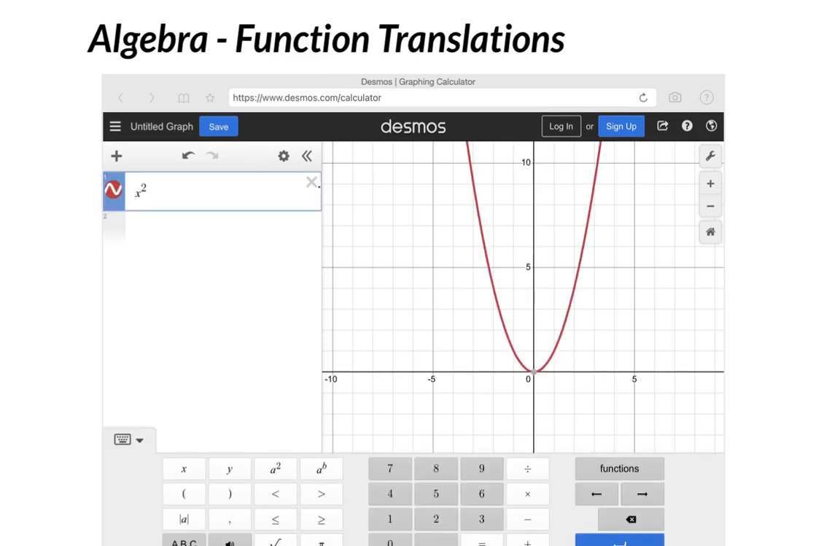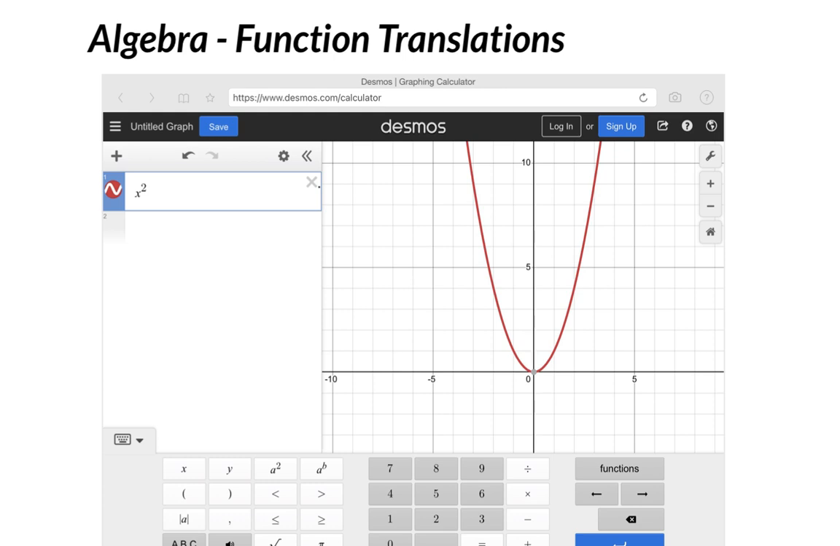Let's talk about how we translate functions. Now, function translations have to do with taking a graph and sliding it around our coordinate system, either vertically or horizontally, or both. Now, I've chosen to use the world's simplest parabola here, x squared. So I'm not multiplying it by anything, it's just x squared. And you can see I've graphed it here in Desmos.